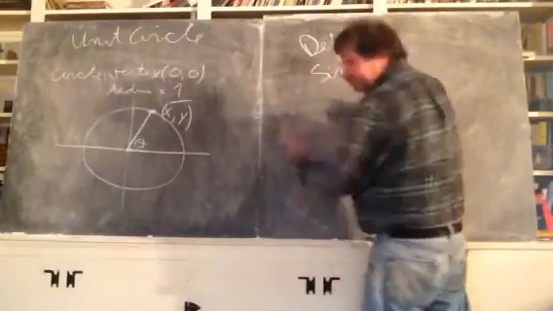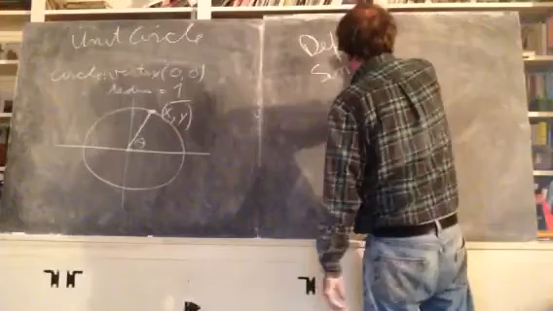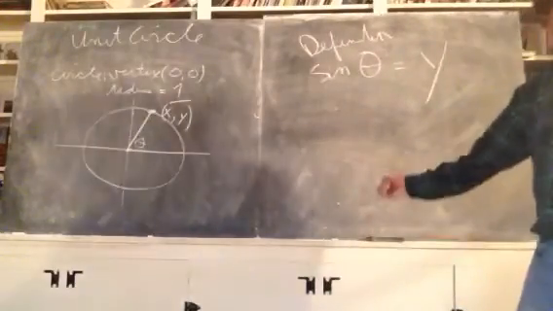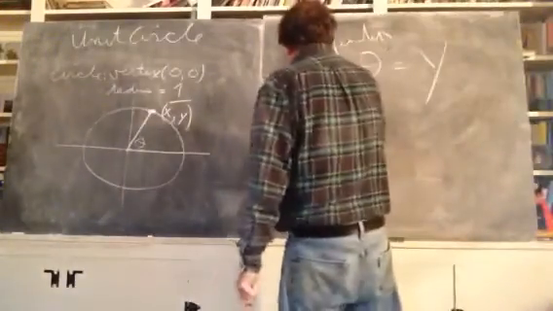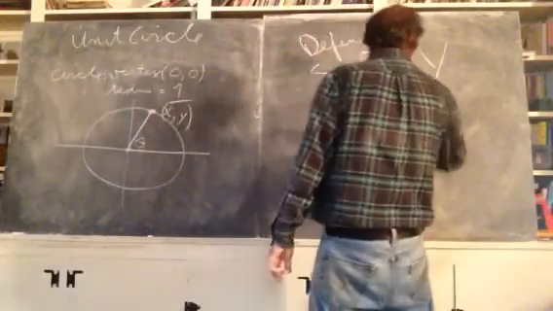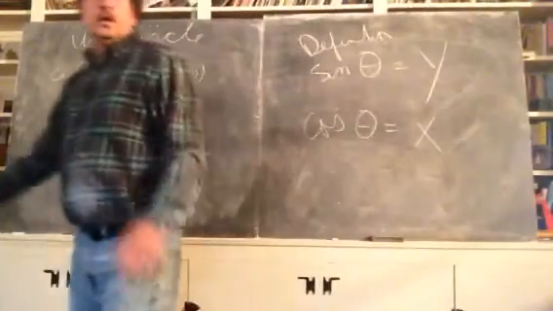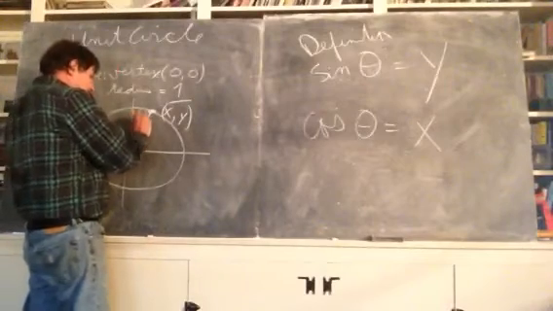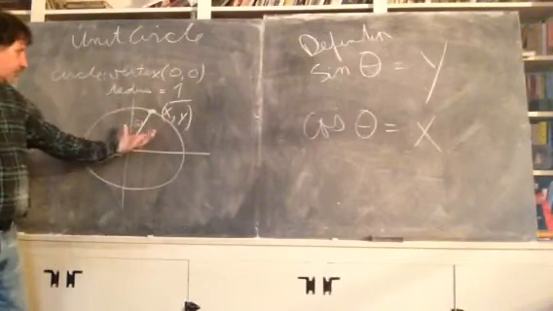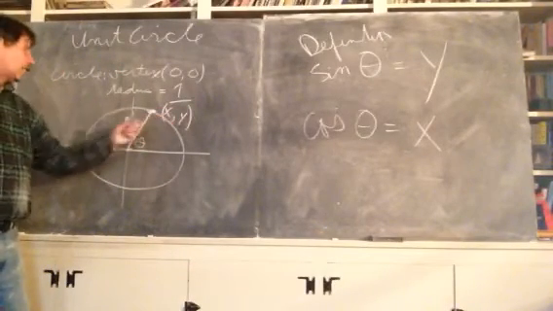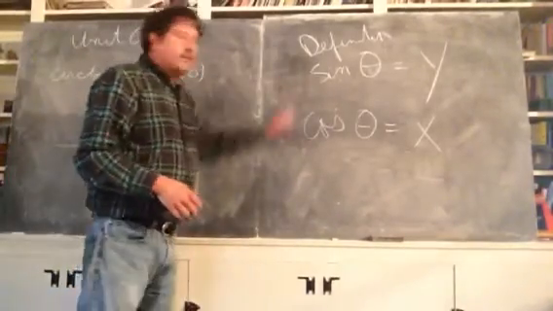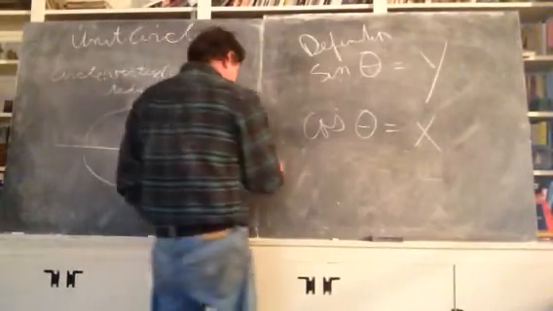Sine of theta equals y. Cosine of theta equals x. That's it. Notice this r is 1, by the way, because it's the unit circle. If r was not 1, it'd be y over r and x over r. We'll get to that, I promise. So there's the 2 definitions.